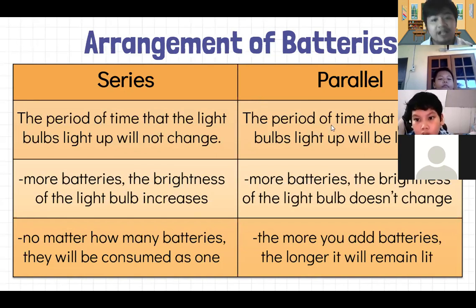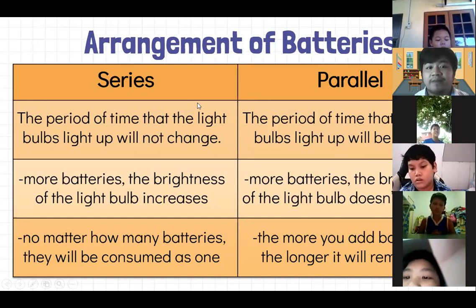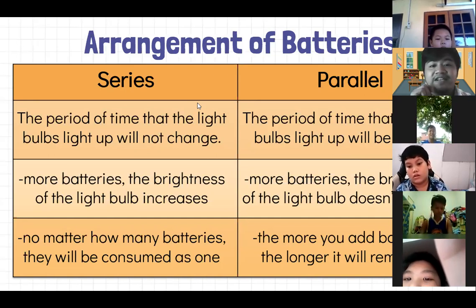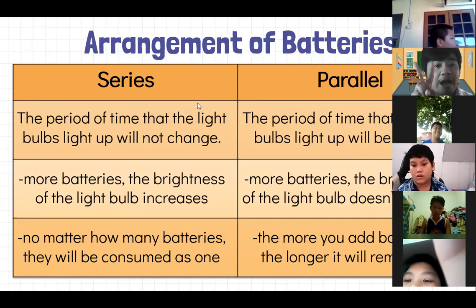Whereas in parallel, the period of time that the light bulbs light up will be longer. More batteries, the brightness of the light bulb doesn't change. The more you add batteries, the longer it will remain lit. All right. So in parallel, the light bulb's brightness will not change. However, the time it will light up will change. It will be longer. For example, a battery can last up to 2 hours.